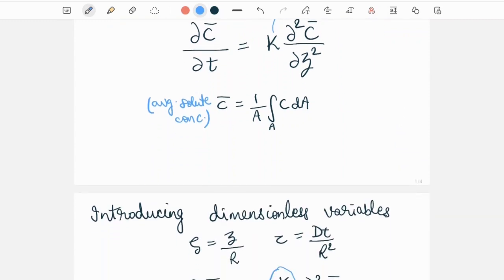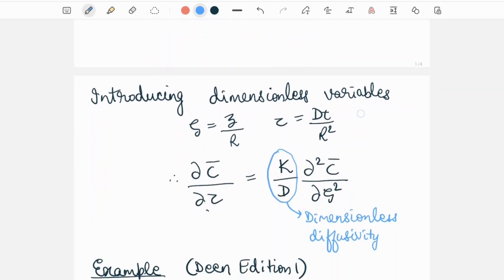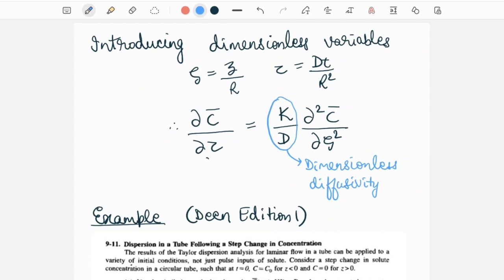And this is how we get the average solute concentration for a cross-sectional area, as we know. And then he introduces dimensionless variables, as we do in any transport phenomena question, where he takes theta to be this relation between z and r, which is along the width, the length, sorry, and he takes a tau variable for the time, which involves the D factor, and that K by D gives us the dimensionless diffusivity. And with that, we have this relation, which he then goes on to further expand with the moment variables, etc. But this is the bare metal equation which we're going to use.